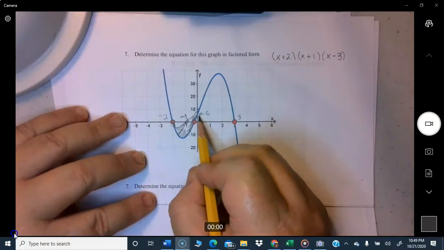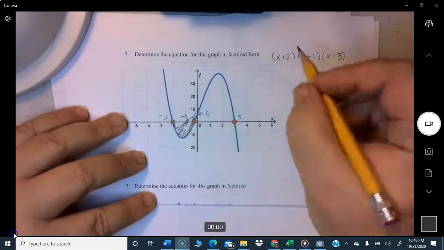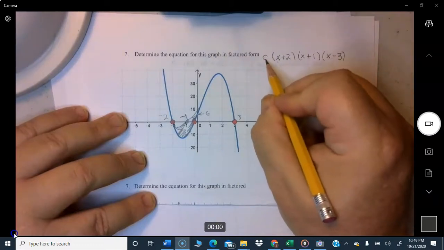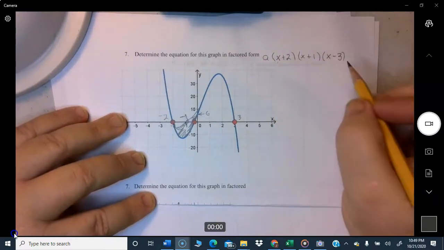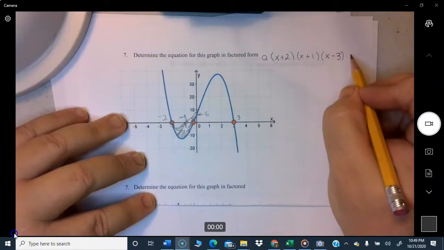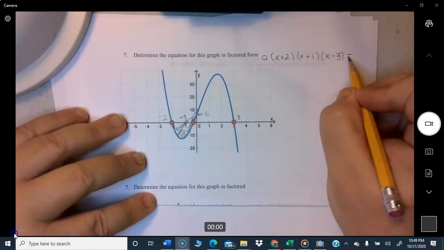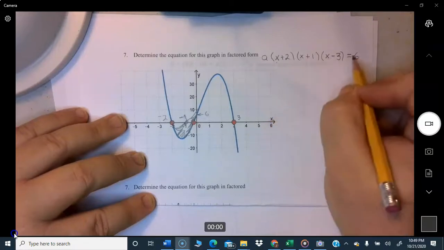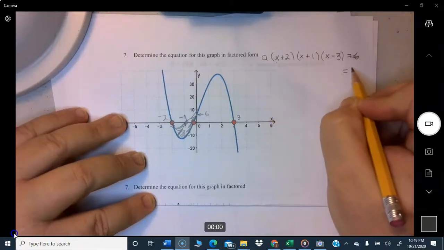We have a y-intercept at 6. That means when x is 0, y is going to equal 6. So let's go ahead and see what happens. That means we have a factor out in front here, a. And we know that when x equals 0, y is going to equal 6. So I'm going to put that down here.